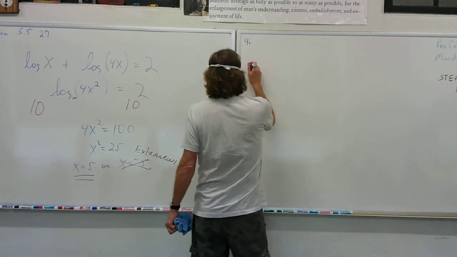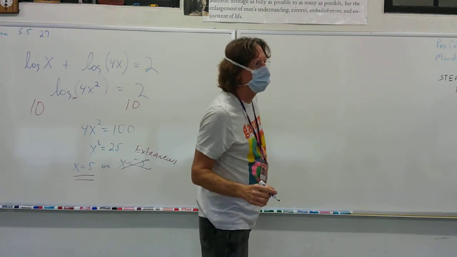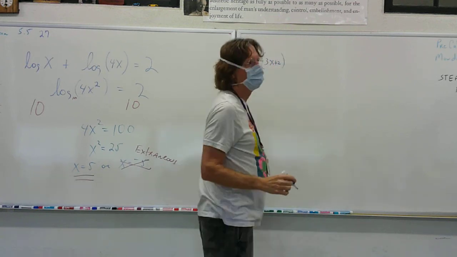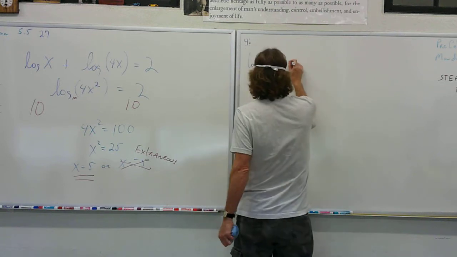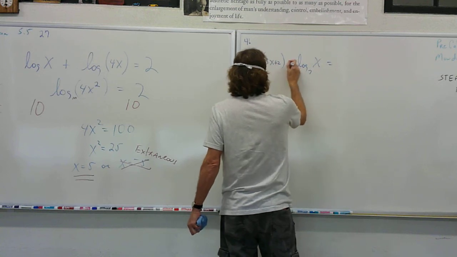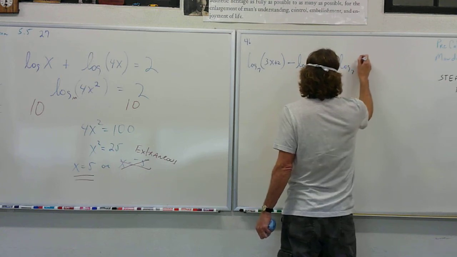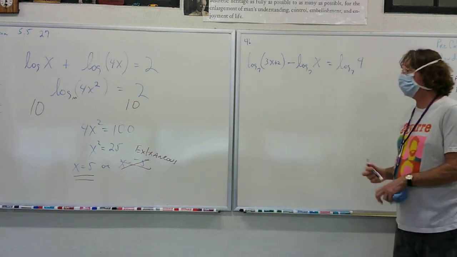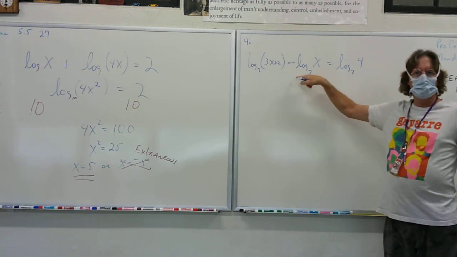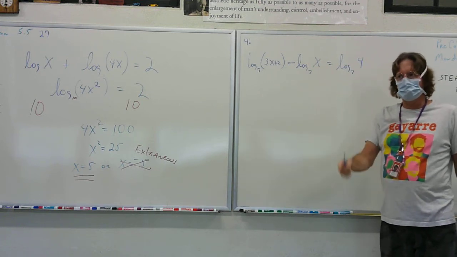All right, log base 7 of 3x plus 2 minus log base 7 of x equals log base 7 of 4. Folks, don't you dare try to use Rule 5 yet. You have to combine those two. Can't use Rule 5 until you have just how many logs on each side?